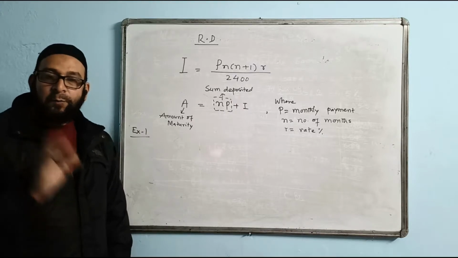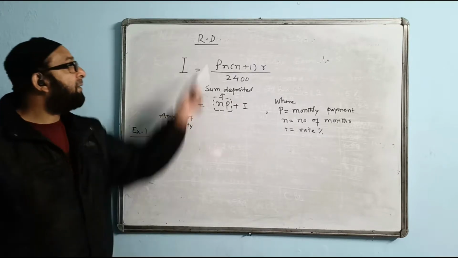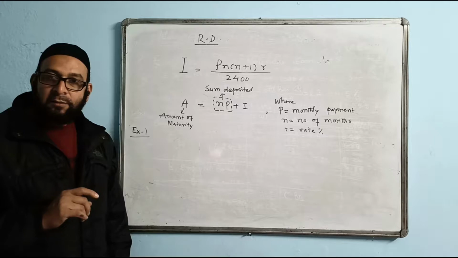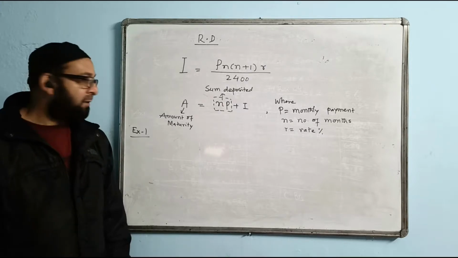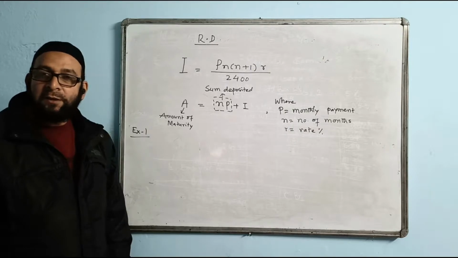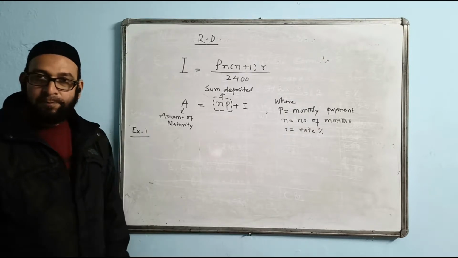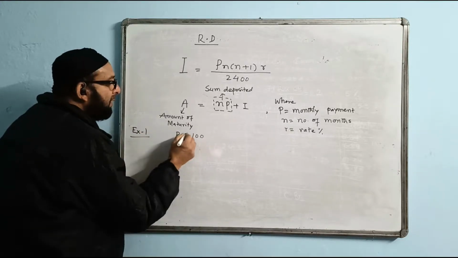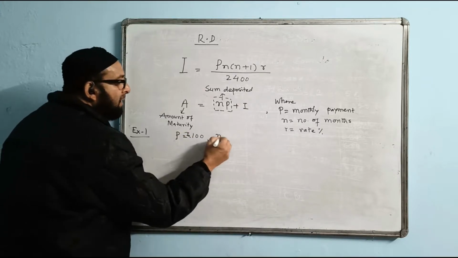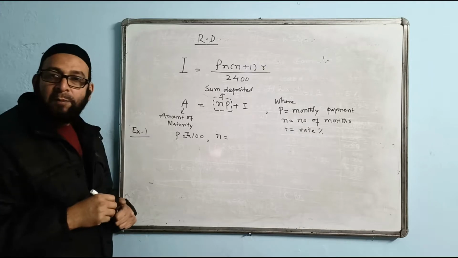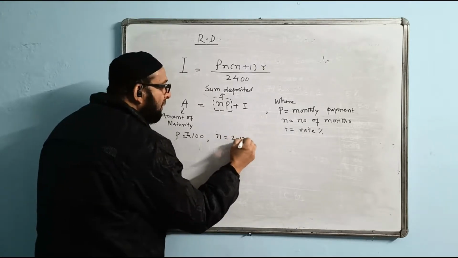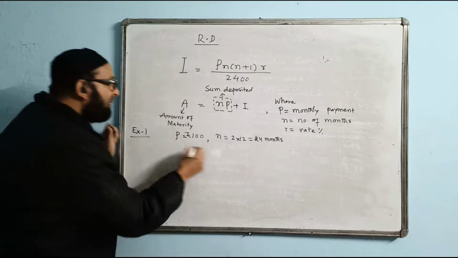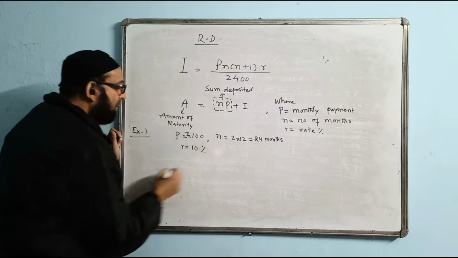A person deposits 100 rupees per month for a period of 2 years in a recurring deposit account, which gives interest of 10%. Find the amount the person receives at the end of the maturity time. In this question, P is given, the monthly payment, 100 rupees. N is the number of months. 2 years is the time given, so 2 into 12, that is 24 months. R is given 10%.